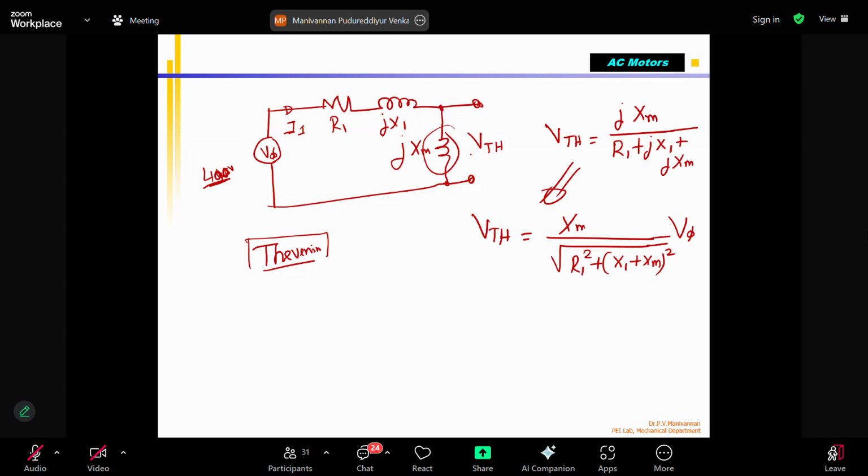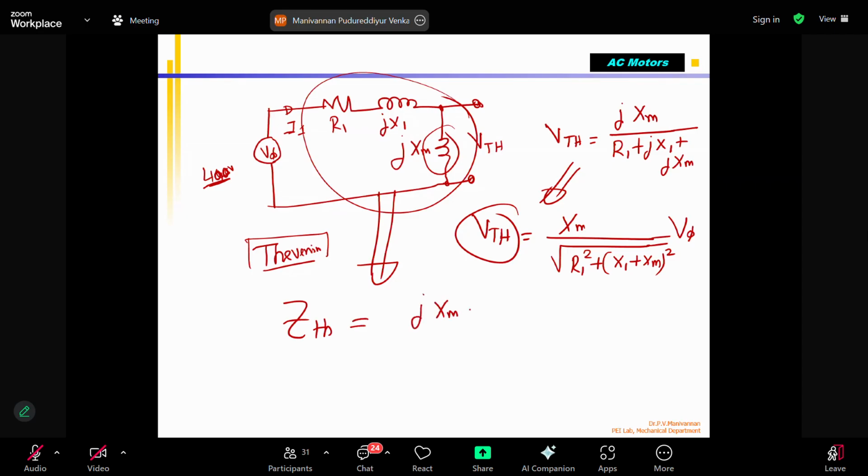Okay. So once you have found V Thevenin, next I find the Z Thevenin. Then I also find the equivalent Z Thevenin of this circuit. That can be found: Z Thevenin equals jXM into (R1 plus jX1) whole thing divided by R1 plus j into (X1 plus XM). Note down this formula.